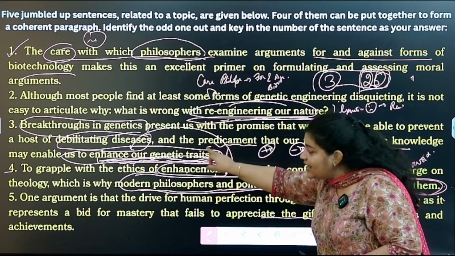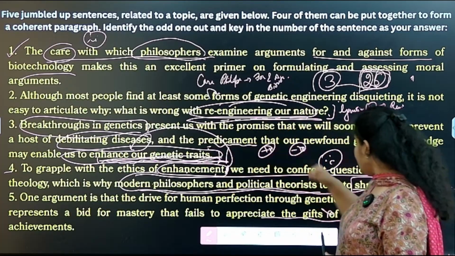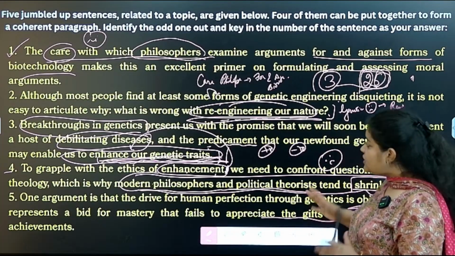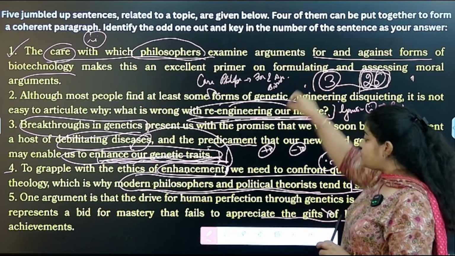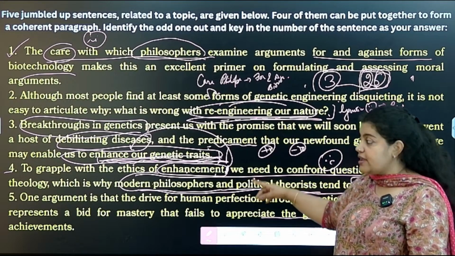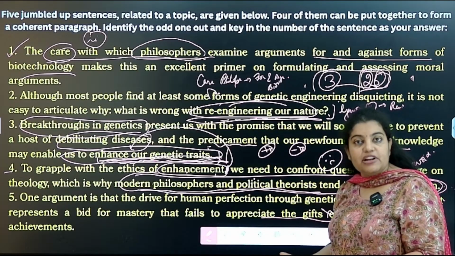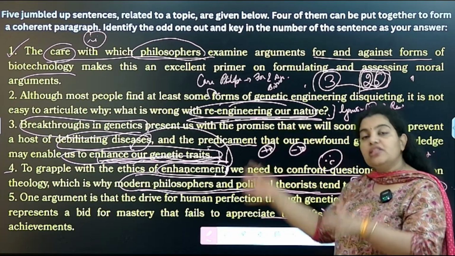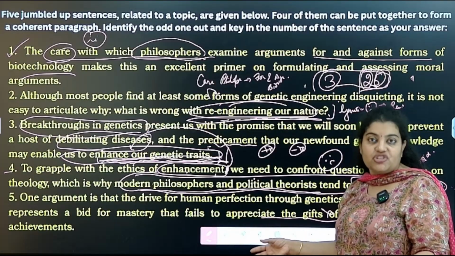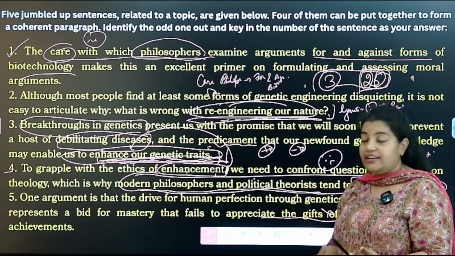So enhancement, enhance here. Genetic traits, genetics here. So these are the cases. This is talking about philosopher, this is talking about philosopher. The question setter is smart, isn't he? He's going to make all the sentences look very similar to each other, and all the keywords very, very similar to each other. But this is what you need to do: you need to understand the sentences.